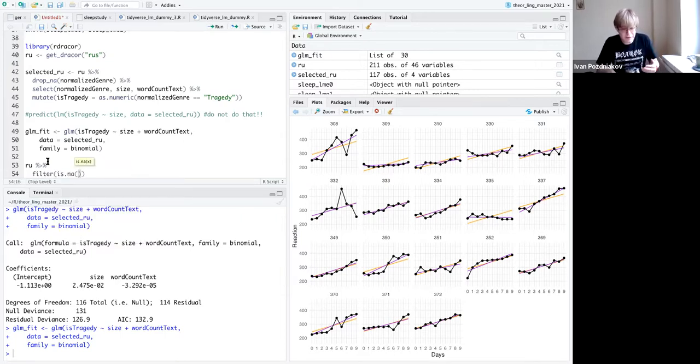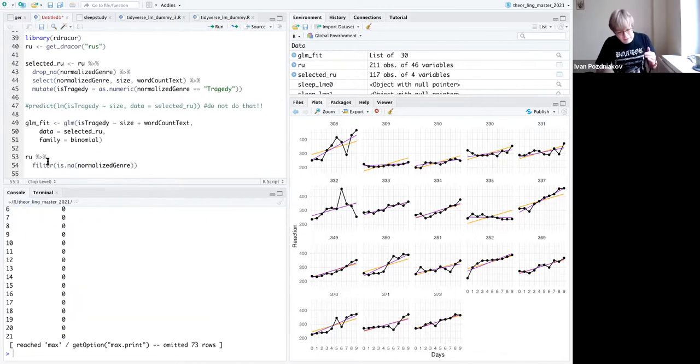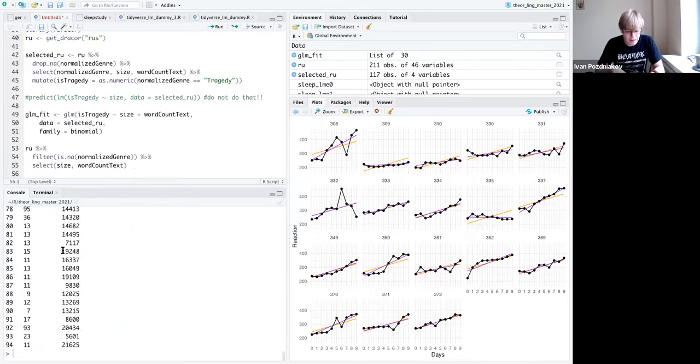So in this case, we start with a filter, but we don't want to drop NA. We want to do something opposite. We want to take only plays that have NA for the normalized gender column. And next we need to select the columns that we used as predictors for the GLM function. It means size and word count text. We have only two columns, and based on these two columns, we want to predict the third column. Let's call it rule gender NA.